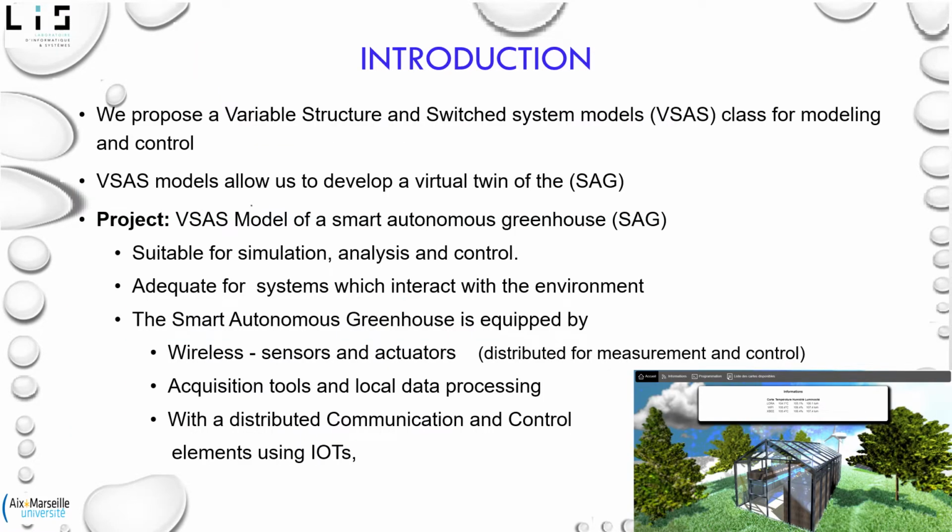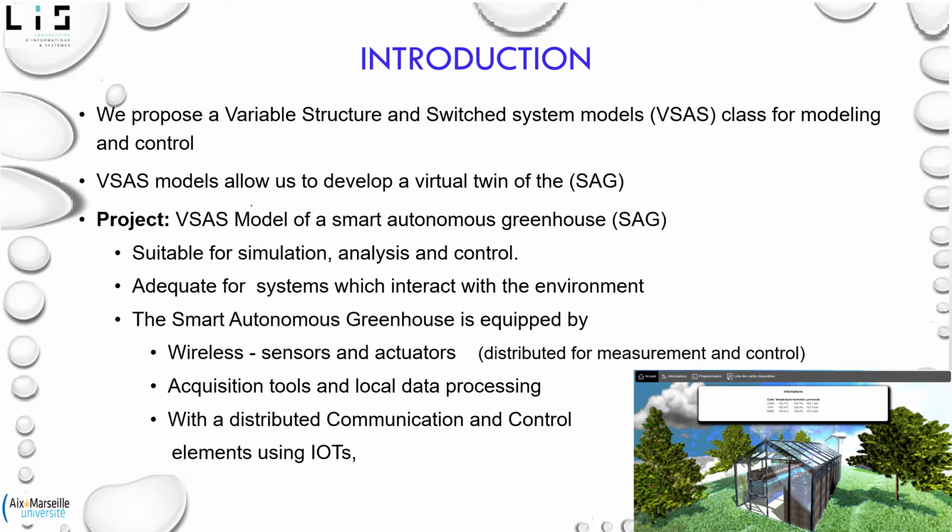Our project is to design a smart autonomous greenhouse. So we have chosen to use variable structure automatic system models in order to describe the dynamic behavior of the greenhouse. This kind of modeling is very adequate for the case where the system interacts with its environment intermittently. It gives a way to control this kind of system very easily.